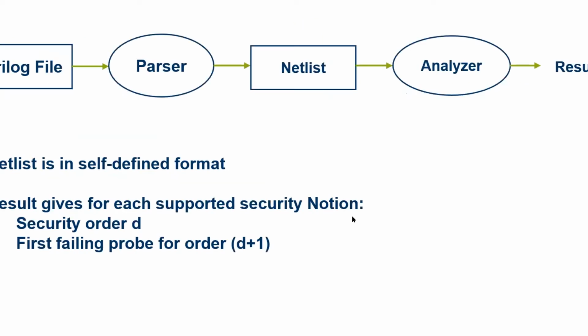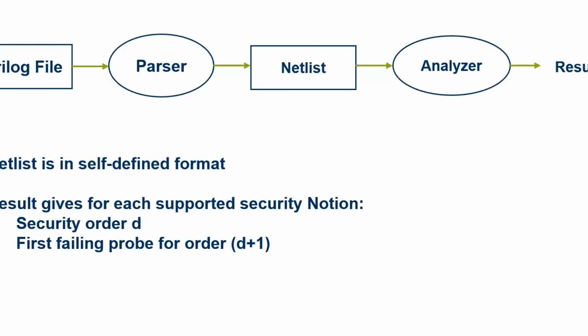Yeah. And then let me give you an overview of the basic program flow of SILVER. So we can either give SILVER a Verilog file, then it will be parsed by a parser into a netlist. This netlist is in a self-defined format. We can also just write the netlist for small examples, because it's easy to understand. And then the netlist is given to the actual analyzer, which is based on statistical independence checks using ROBDDs, and then it outputs the result.